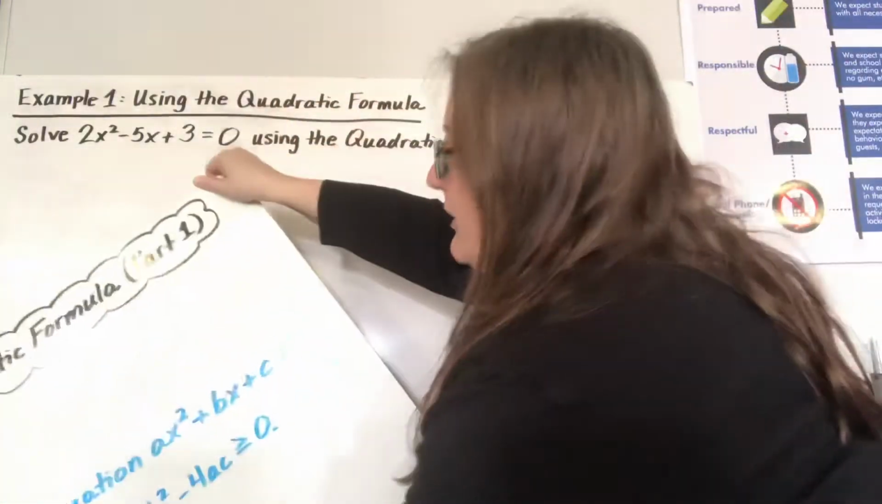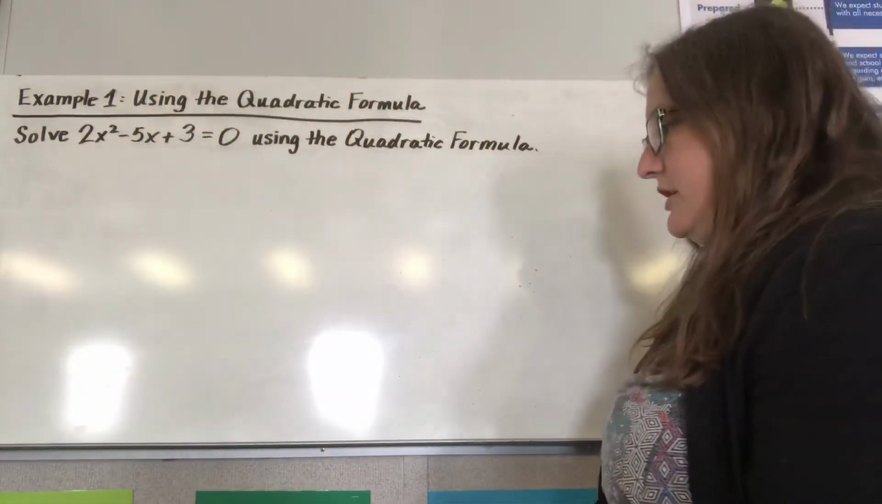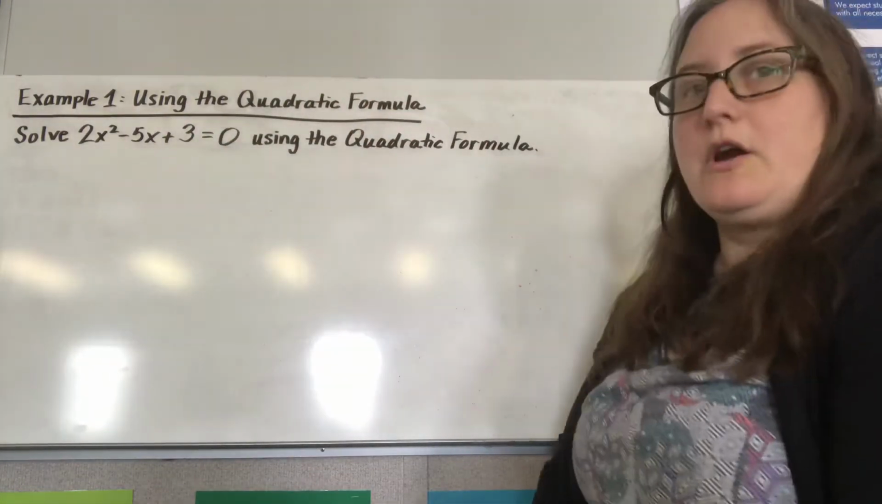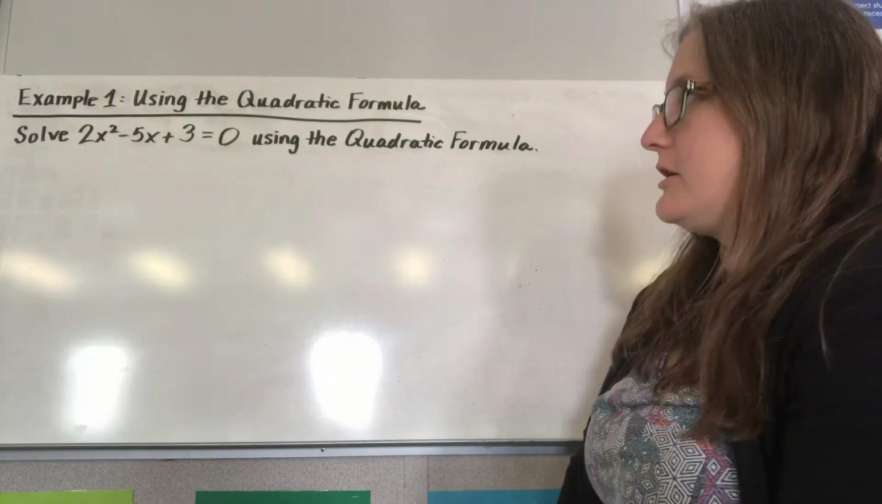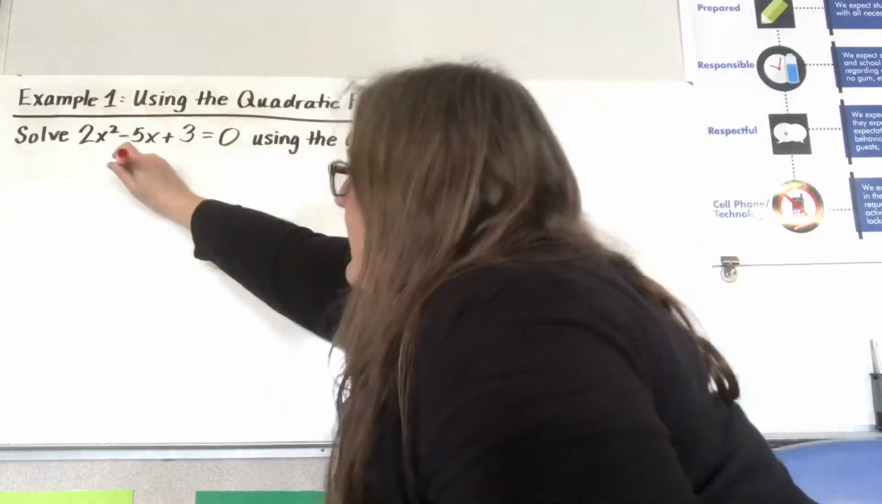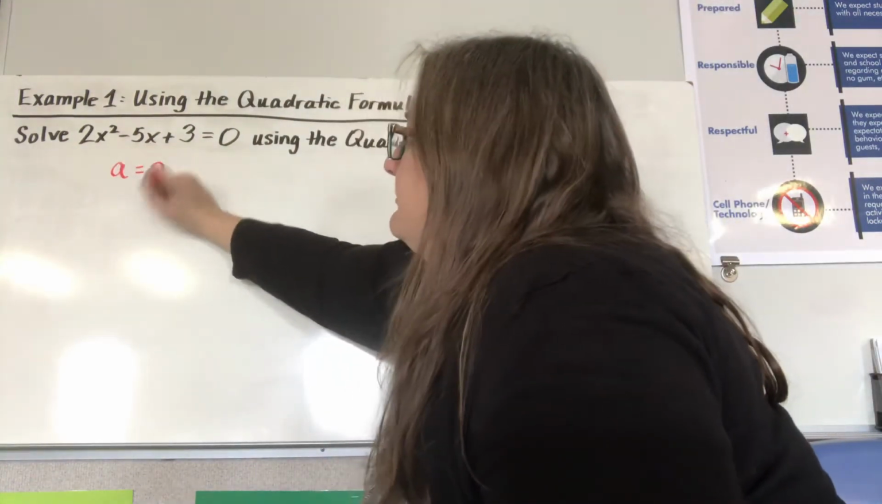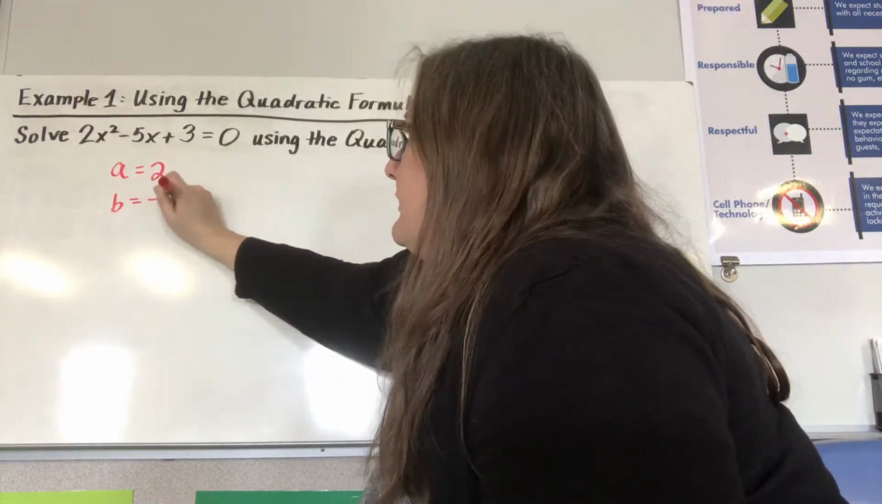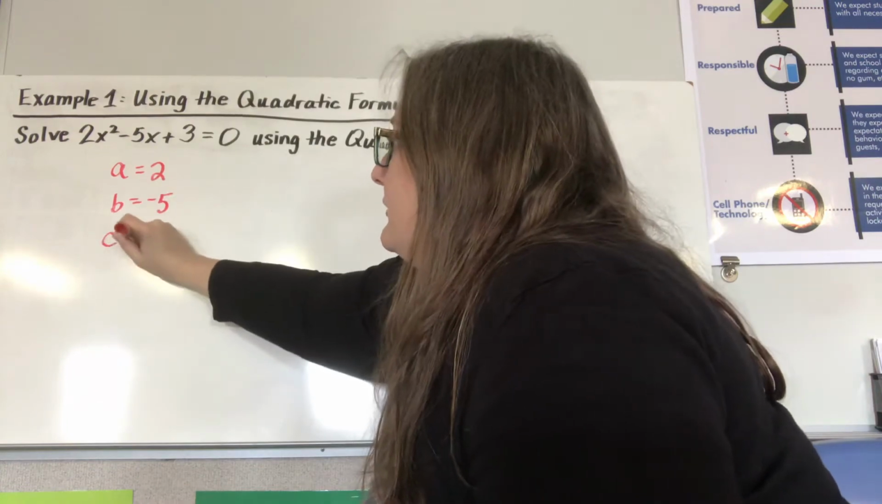So let's use our quadratic formula to solve a quadratic equation. So here our quadratic equation is 2x squared minus 5x plus 3. In this equation, a is equal to 2, our b value is negative 5, and our c value is 3.